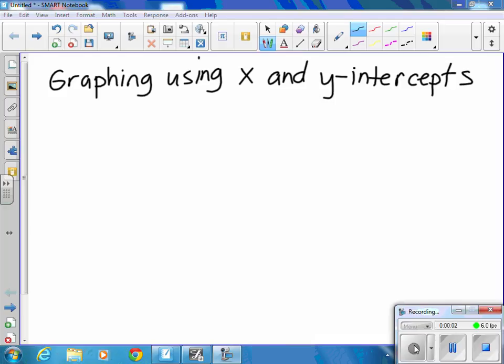This part of your notes needs to be continued from the part that we did in class where we were graphing from tables. And on this method, we are going to graph using the x and y intercepts. So the first thing we want to do is define the two words and make sure you understand the difference.